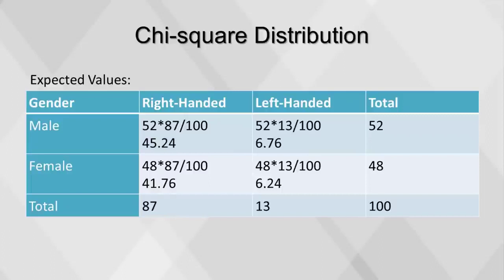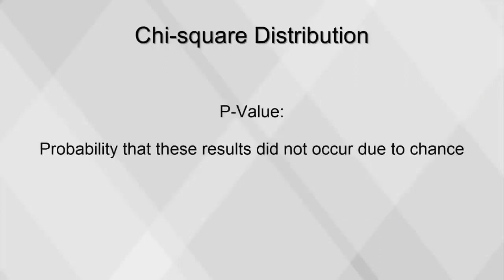Once the expected values have been computed, the chi-square test can be run. In Excel, the chi-square test function uses the actual table and expected table as inputs to calculate the p-value. This p-value is the probability that these results did not occur due to chance. A common way to evaluate the p-value is to compare it to 0.05.